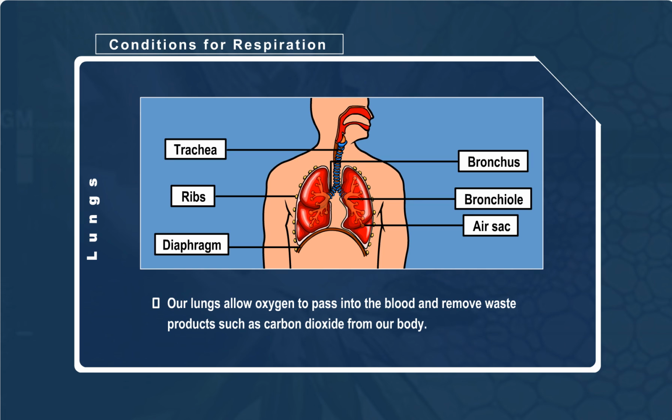A baby's lungs are activated once the umbilical cord is detached. The lungs are inflated for the first time by the baby's first cry.